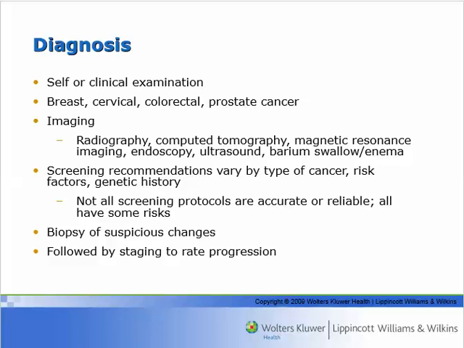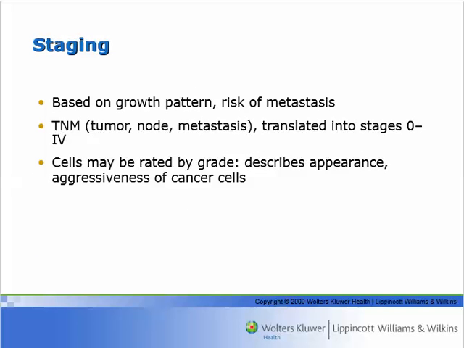But once it's diagnosed, once you see something, then they have to figure out where it's at. And this is where staging comes in. There's a couple of different ways that this is dealt with. One of them is stages 0 through 4, or the tumors, nodes, and metastasis system. Those are kind of the two different types of systems.